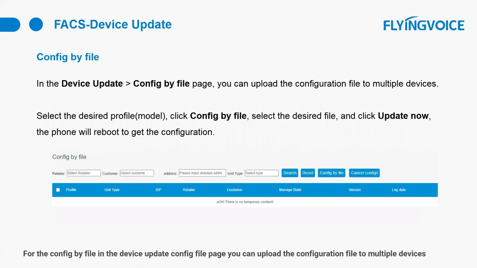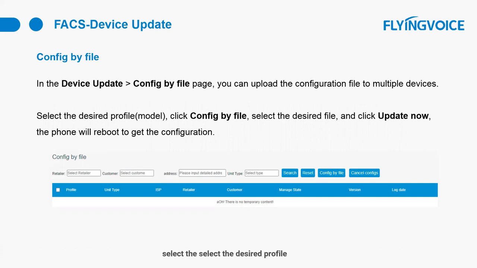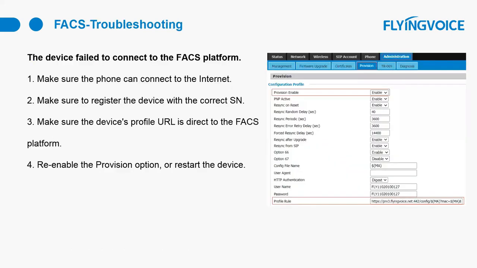For the config by file, in the device update config by file page, you can upload the configuration file to multiple devices. Select the desired profile, click config by file. Select the desired file and click update now. The phone will reboot and get the configuration.